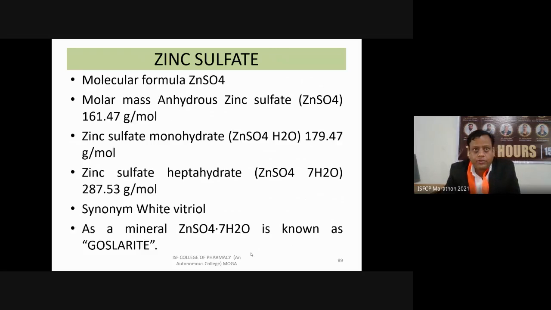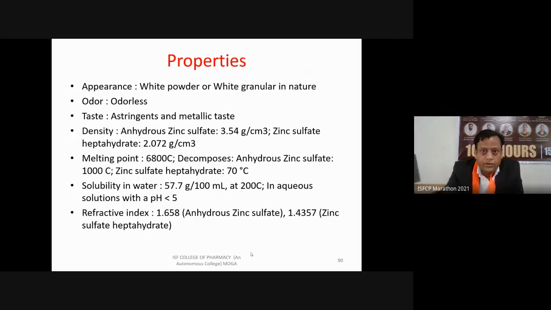So first of all, we discuss zinc sulfate. Its molecular formula is ZnSO4, and it is generally found in hydrated form. Zinc sulfate monohydrate has a molecular weight of 179.47 grams per mole. Zinc sulfate heptahydrate, ZnSO4·7H2O, has a molecular weight of 287.53 grams per mole, and it is also known as white vitriol. The heptahydrated form is generally present in major amount. As a mineral, ZnSO4·7H2O is goslarite, which is present in nature.